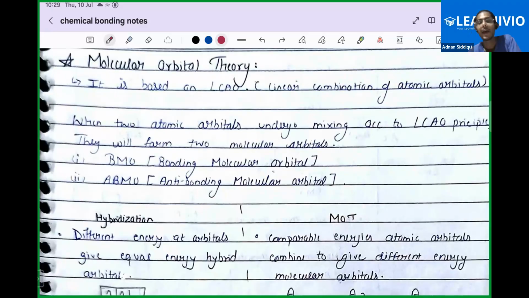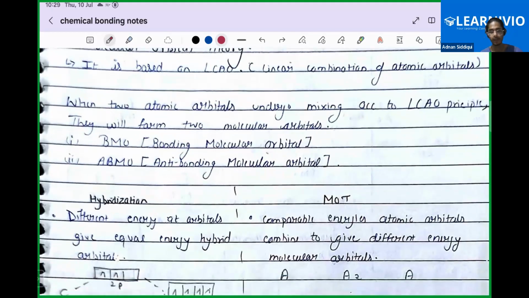One thing is clear. In a molecule, we have atoms, right? So when we are talking about molecular orbital theory, we can say for sure some atomic orbitals are combining. Now we have to talk about how the orbitals are combining. This is your whole molecular orbital theory basically. When two atomic orbitals undergo mixing according to the LCAO principle, they will form two molecular orbitals, BMO and ABMO: bonding molecular orbital and anti-bonding molecular orbital.